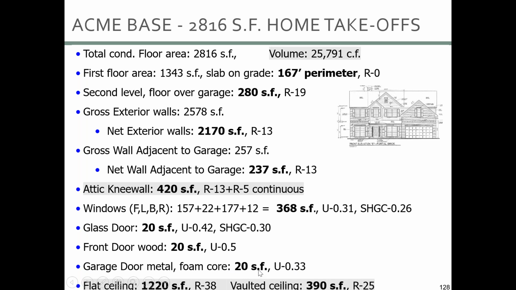And the last takeoff is this house. The second floor had about 1,220 square feet of flat ceiling. I'm going to say it's R38, and it also had some vaulted ceiling that I'm going to say is only R25. So Joey, that's my takeoff content, along with either the R value or the U factor.